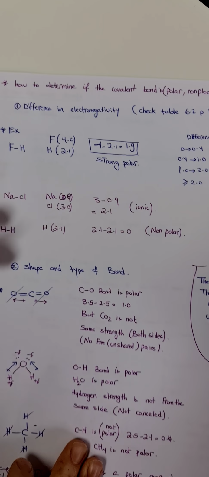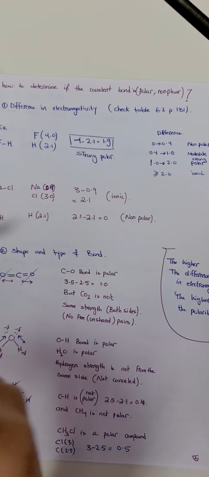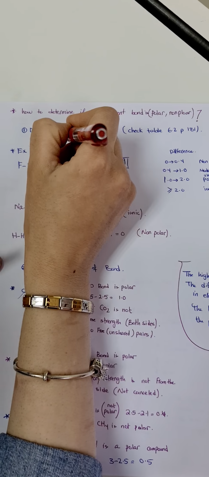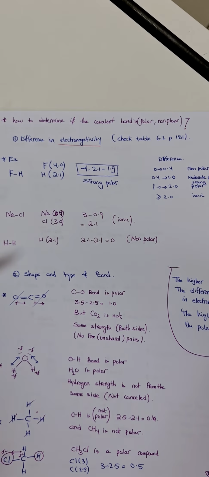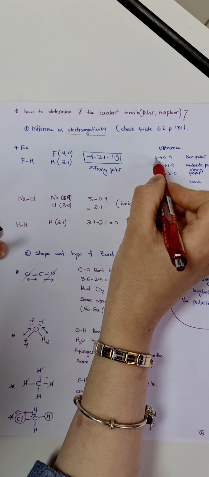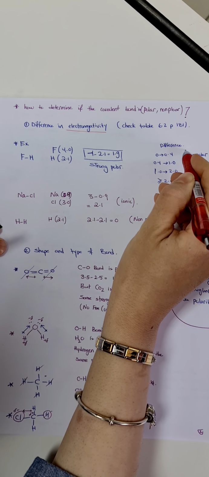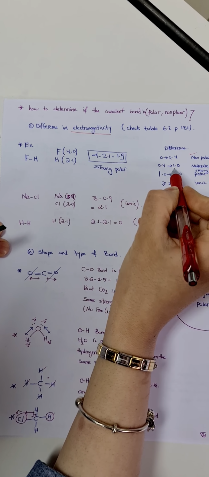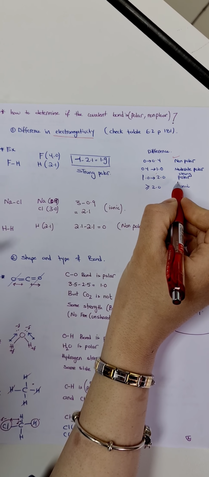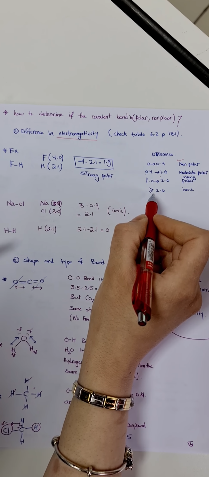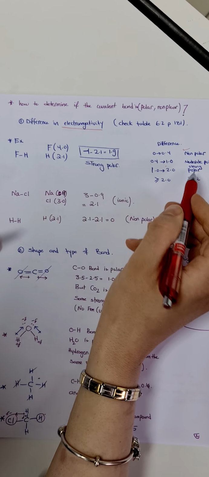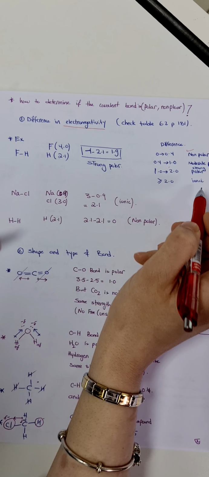The best way to determine if a molecule will form a polar covalent bond is to know the difference in electronegativity. If the difference in electronegativity between two atoms is 0 to 0.4, it's nonpolar. If it's 0.4 to 1, it's moderately polar. If it's 1 to 2, it's strongly polar. And if it's bigger than or equal to 2, it's ionic. Now here you will say 2 is strong polar and equal to 2 is ionic.